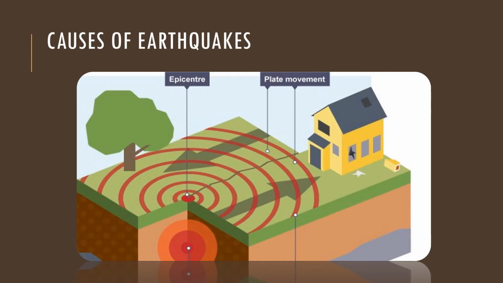This movement creates shock waves. Shock waves cause the surface of the Earth to move and to start shaking. A strong earthquake sends powerful shock waves through the crust, and this can actually cause buildings to fall down.